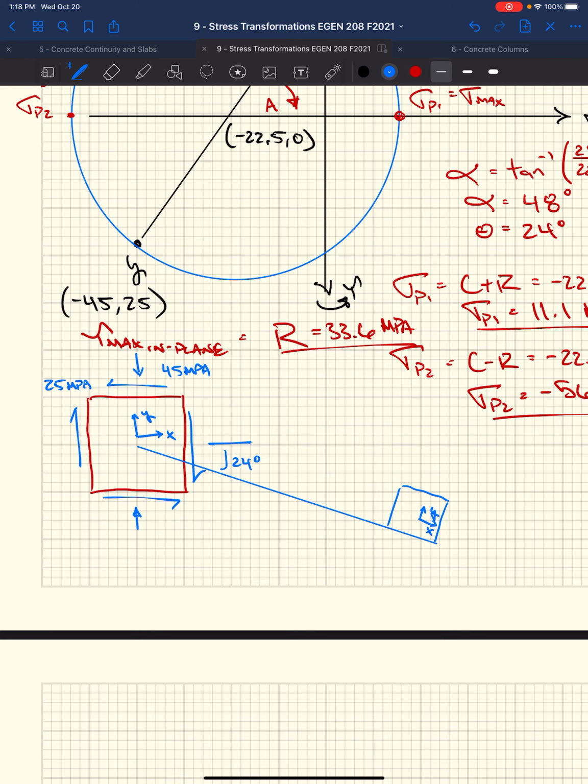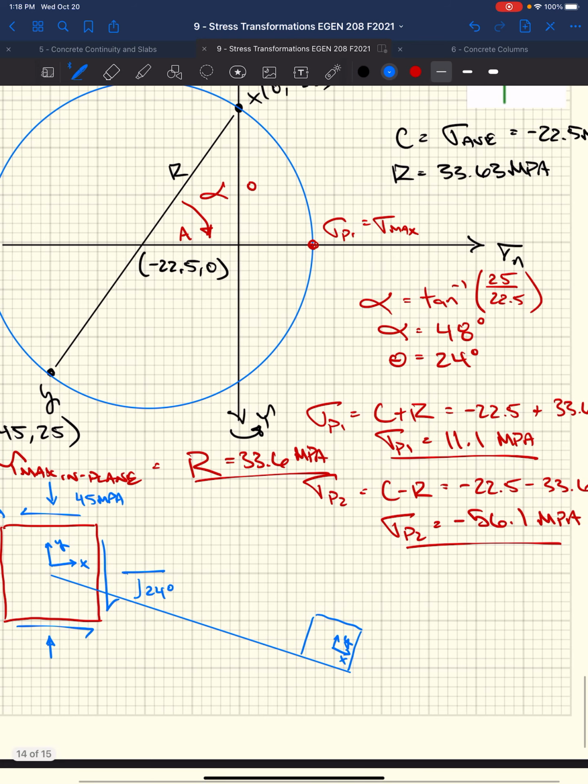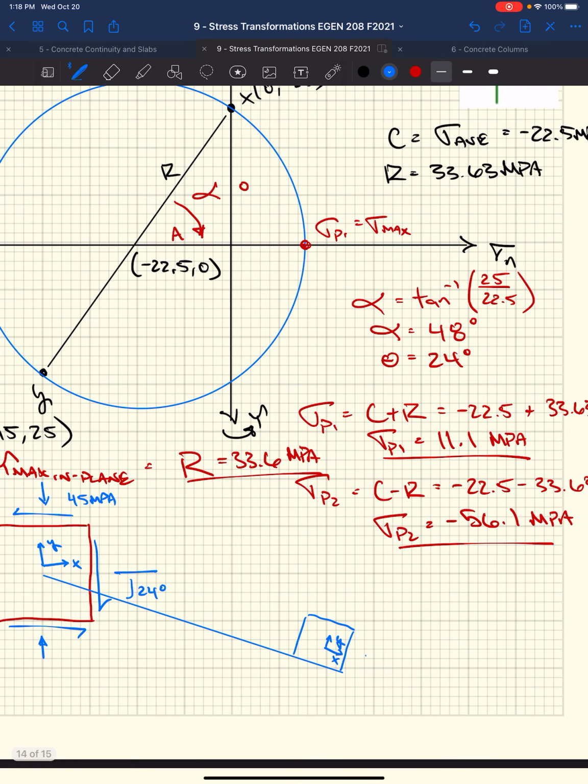So this is just a housekeeping exercise at this point, right? We're just trying to track the faces of this block. We had our initial orientation, we rotated it clockwise, and our x face is now this x face. If we look at our coordinates, our original x face was there, we rotated down, so now our x face is this sigma P1, our maximum principal stress, which we know is a positive 11.1 megapascals. It looks something like that, right? It's in tension.